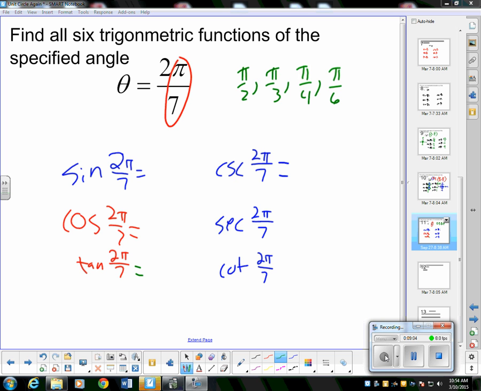Because this is an angle whose terminal ray does land in a circle. As a matter of fact, this angle here will be in quadrant number 1. Now how do I know that? Well, again, quickly, I'm dealing with, in this case, pi over 7s. If I start right here, I've gone 0 pi over 7s. If I go half a circle, I've gone 7 pi over 7s. If I go all the way around again, I've gone 14 pi over 7s.